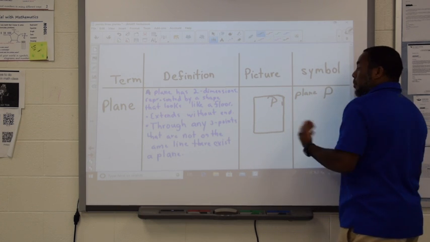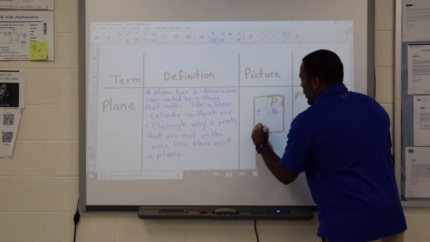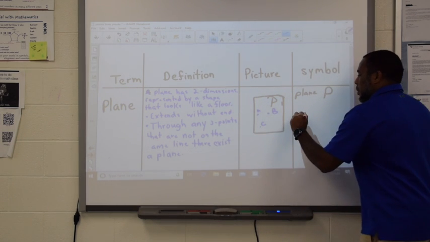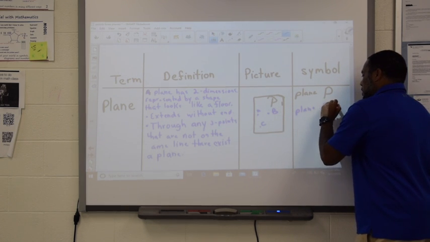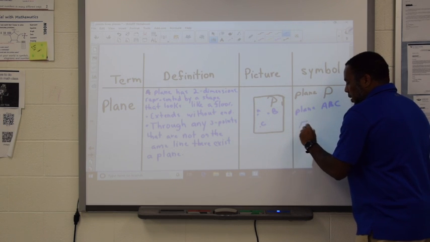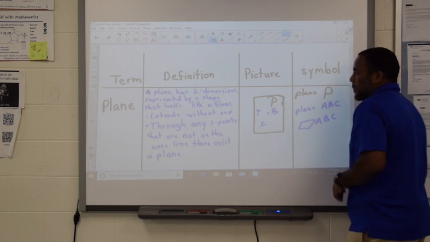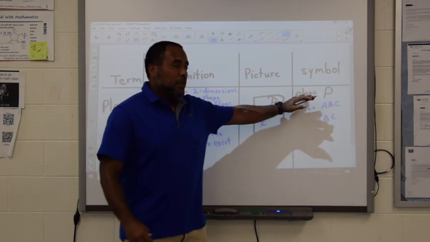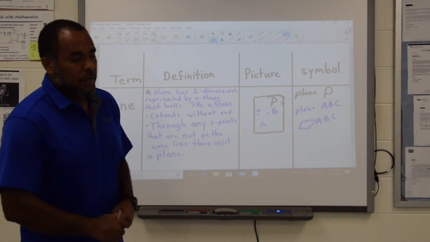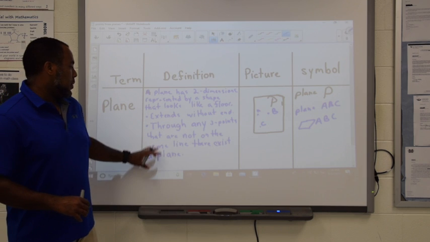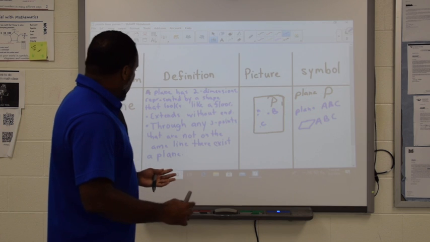Or maybe even by the points, where you had point A, point B, point C, and you would say plane ABC, and sometimes you might even see something that looks like this, plane ABC. All of these is what you're going to find in written text, but it's really just a flat surface. Any flat surface, that's usually what we work on. We work in planes to make two-dimensional and three-dimensional shapes. That's what you're looking at for a plane.